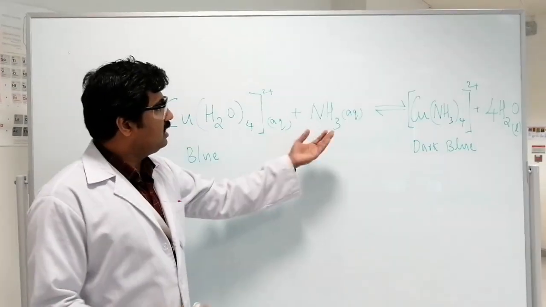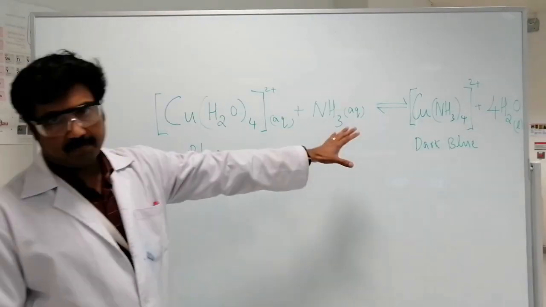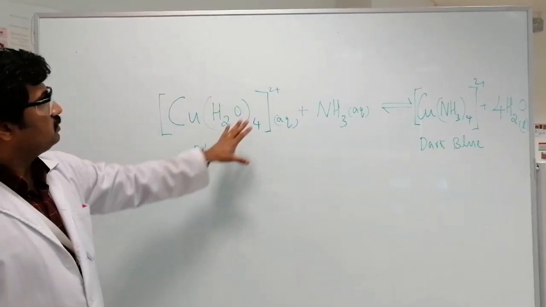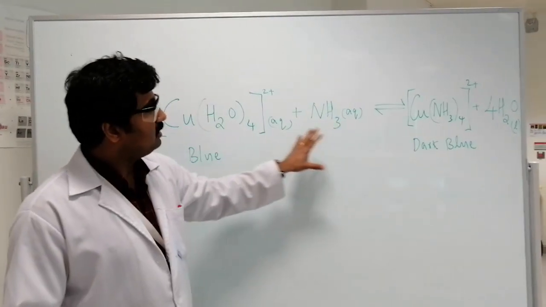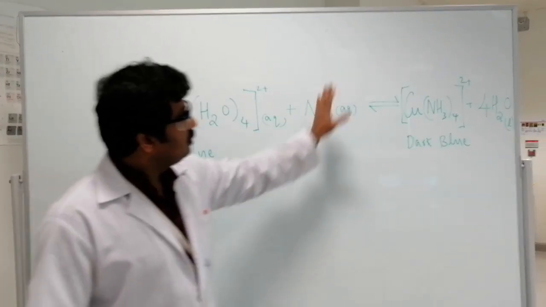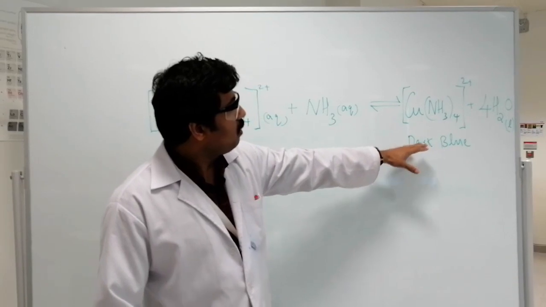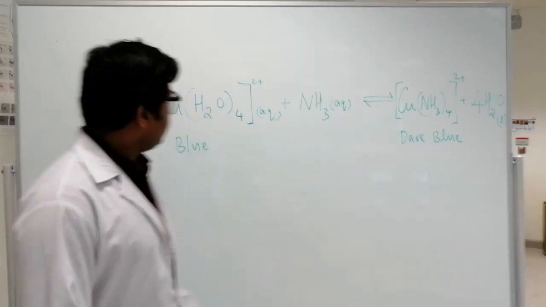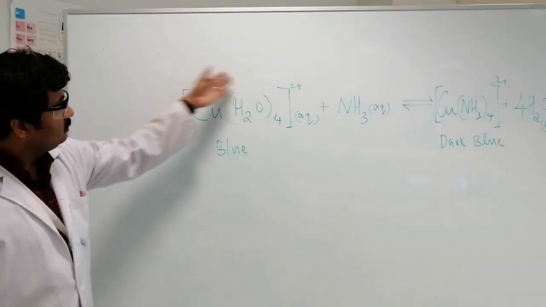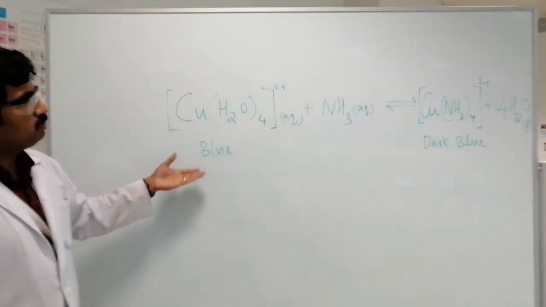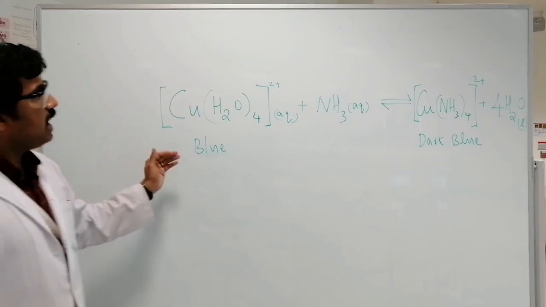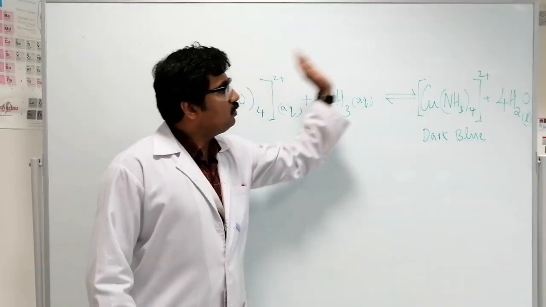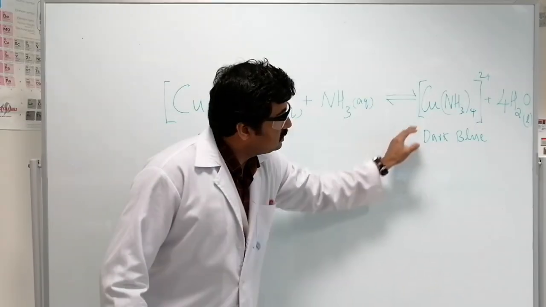Once the reaction takes place, we reach this equilibrium. You can see here on the left-hand side we have the aqueous solution of copper, and the other reagent is ammonia. When you react them, we get the product, which is the copper amine complex, and water also. The aqueous solution of copper is blue in color, and the product is dark blue.